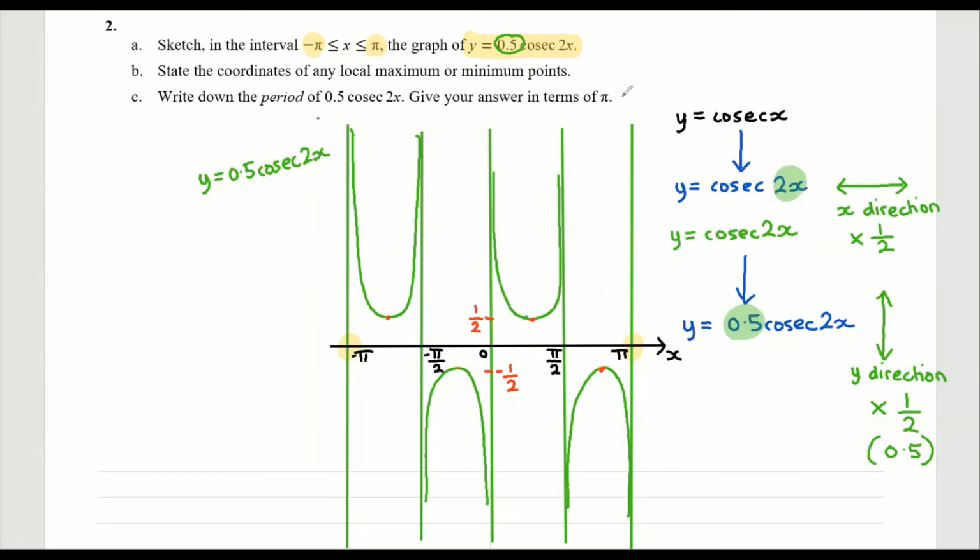So that's part A, the sketch. Part B, let's do the local minima first. So you're going to have a minimum between negative pi and negative pi over 2. Okay, so right here. And the minimum value is, of course, 1/2. So halfway between those, that's obviously negative 3 pi over 4. And the minimum value is 1/2. So that's the first one. We've also got another minimum occurring halfway between 0 and pi over 2. So that's going to be at pi over 4. And that's also going to be 1/2.